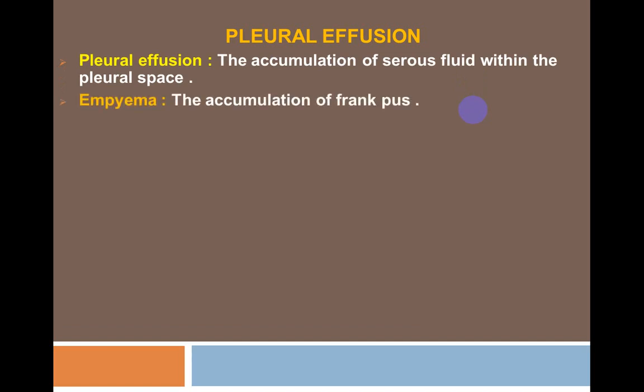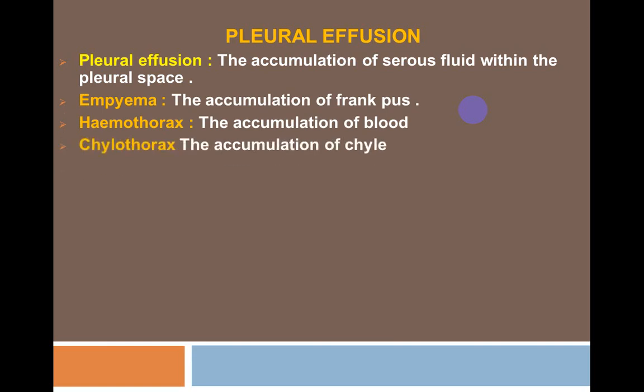Another term we have is called empyema. So what is empyema? Empyema is the accumulation of pus within the pleural space. What about hemothorax? Hemothorax is the accumulation of blood in the pleural space. What about chylothorax? The accumulation of chyle in the pleural space. So we have pleural effusion, accumulation of serous fluid; empyema, accumulation of pus; hemothorax, accumulation of blood; and chylothorax, which is the accumulation of chyle.